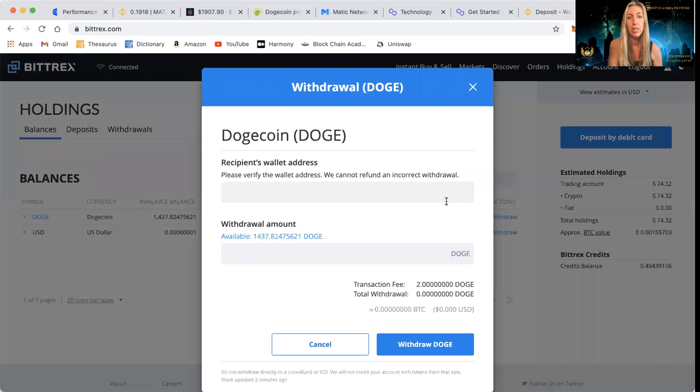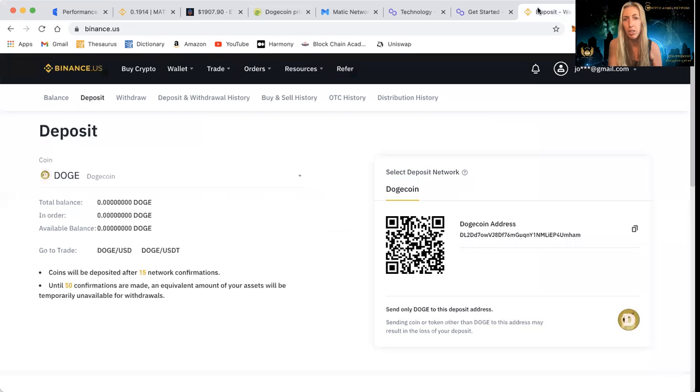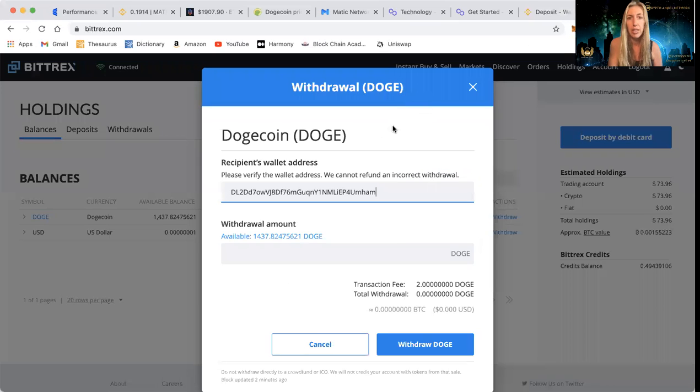Withdraw. Recipient's wallet address, Dogecoin. Please verify the wallet address. We cannot refund an incorrect withdrawal. And then the withdrawal amount would be this, and 2 Doge is the fee. So I'm going to click here and paste the recipient wallet. That's it, I pasted it. Let's just hop back over here to make sure that looks correct. So, right, I did that right.